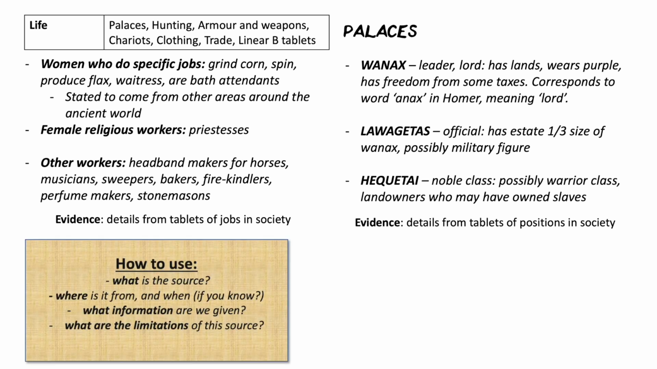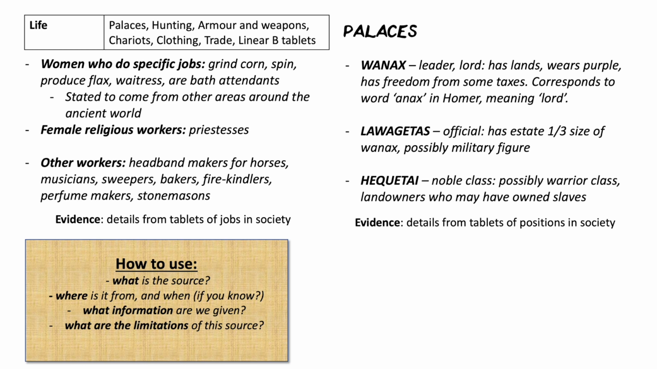So again, look at this. What is the source? This is a Linear B tablet piece of information, and they were used to record important details. They weren't for telling stories, they were for listing things that were in the palaces. So where is it from and when, if you know? Well, these Linear B tablets tend to come from not long after they were originally made, because the tablet would normally crumble away, and these ones have been accidentally fired in whatever befell the end of the palace that caused a great fire.